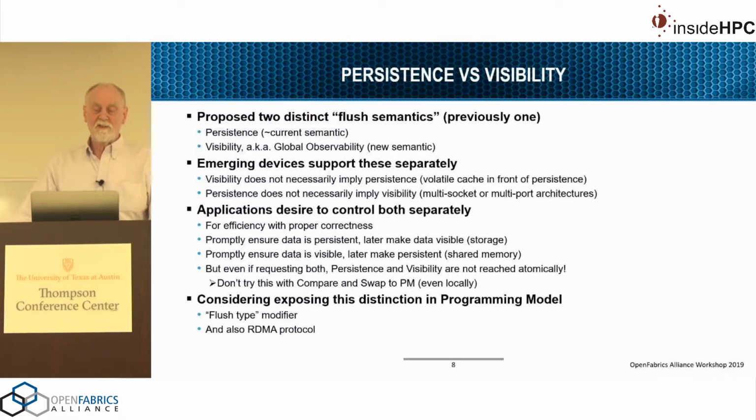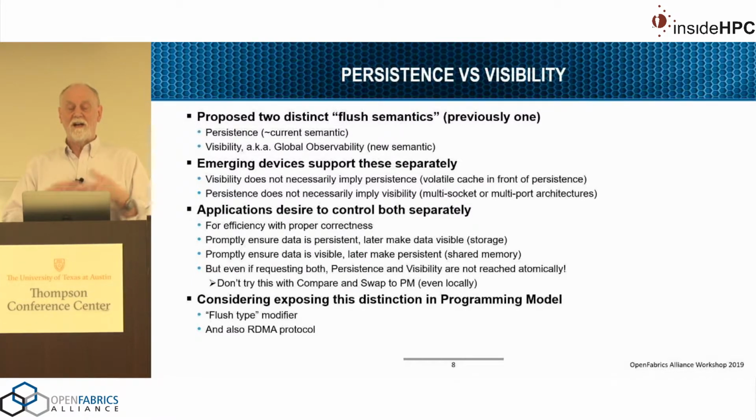The reason being that visibility does not necessarily imply persistence any longer on such a machine, right? You could have a volatile cache in front of persistence, right? And the persistence may not actually be mirrored in a consistent way. The cache might be. So it's visible but not persistent because it's sitting in the wrong buffer. Likewise, persistence may not imply visibility. You may have a multi-socket or multi-port architecture and you haven't invalidated all the caches or refreshed all the data. So it might be an inconsistent view.